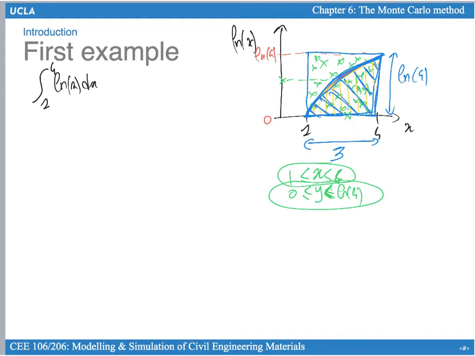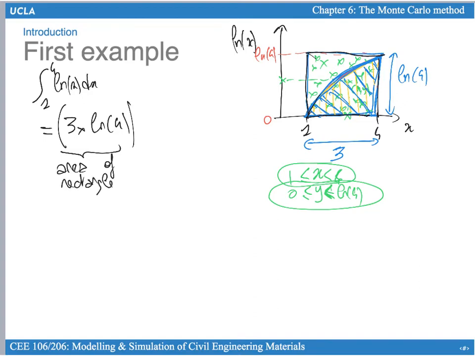So if we summarize, the way we can calculate this integral is to say that first, this integral is going to be equal to the area of this rectangle. The area of the rectangle is the multiplication of the two edges, so 3 times the log of 4. And we know that this integral is only a fraction of this area of the rectangle, and the fraction is equal to the number of points that belong to this area divided by the total number of points that you generated.